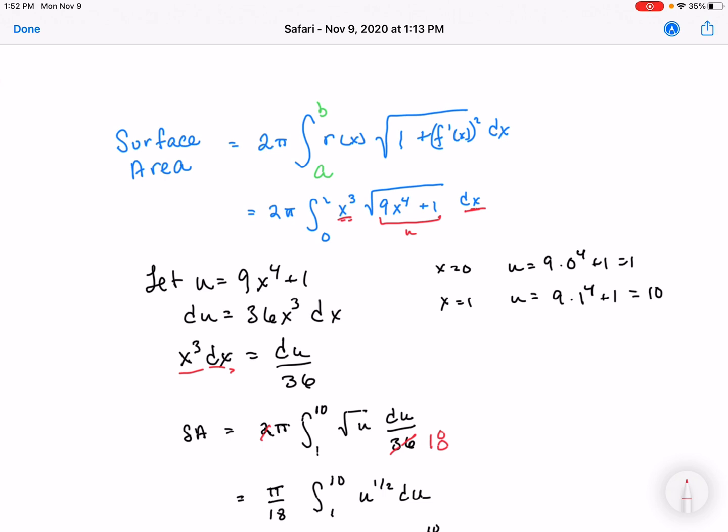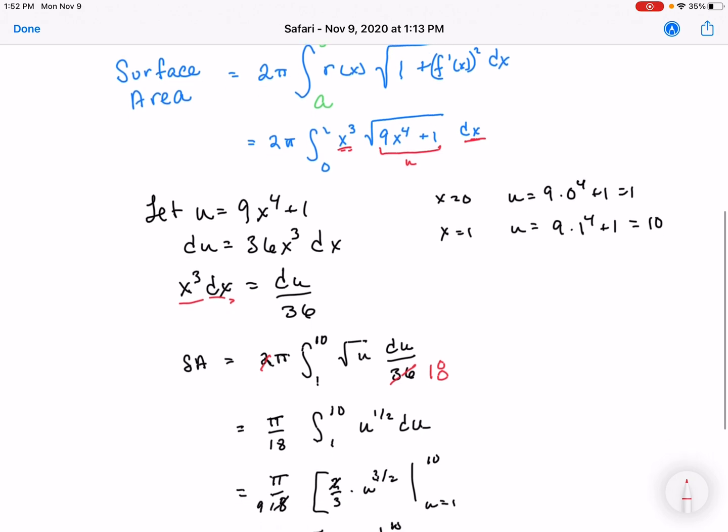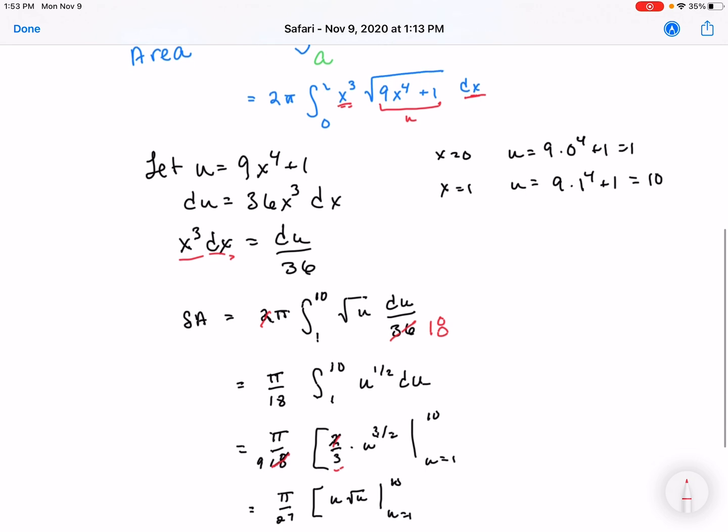Now we're ready to evaluate this integral. Our pi over 18 comes out front, and we have u to the 3/2 times 2/3. But this 2/3 ends up canceling with this 18 and leaving us with a 9 in the bottom. And we also have a 3. Combining those, we have pi over 27 times u to the 3/2. We can express u to the 3/2 as u times the square root of u. So we have pi over 27 times u root u evaluated from u equals 1 to 10.